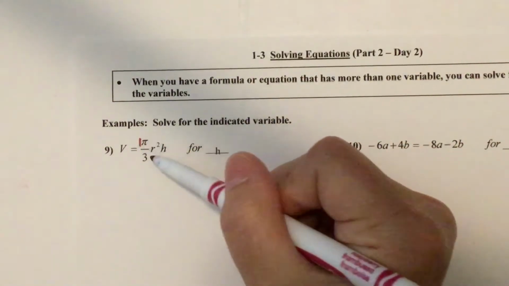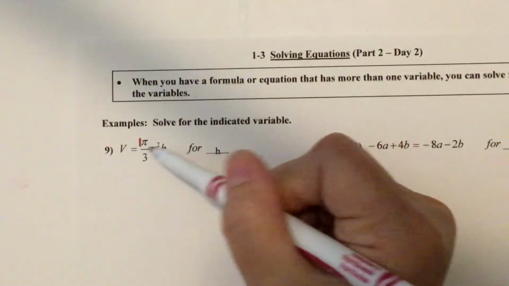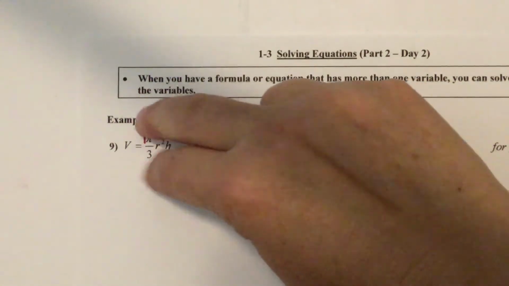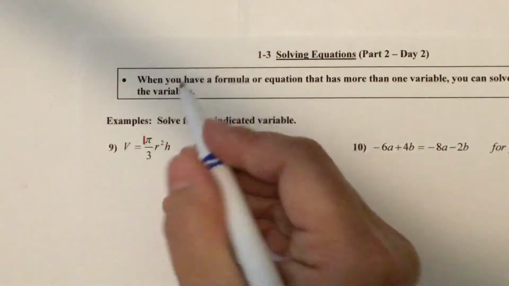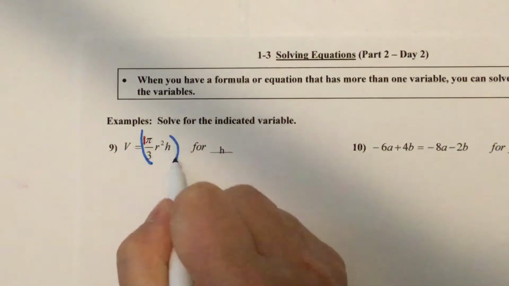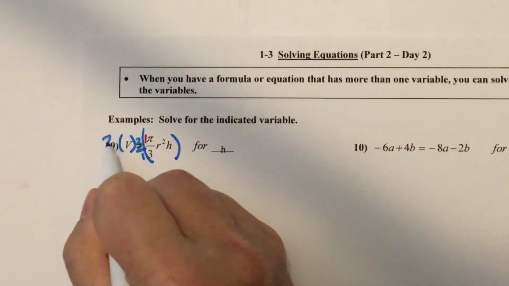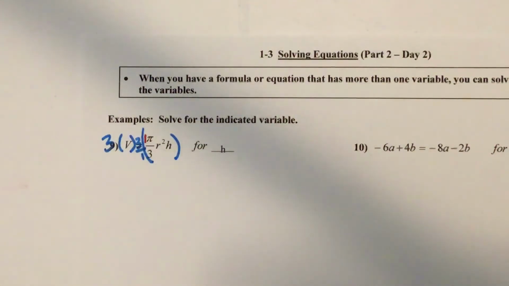So does everybody remember to get rid of a fraction that's multiplied with your variable? You multiply by the reciprocal. So if I flip 1/3 over, I get 3 over 1. So I'm going to multiply this side by 3 over 1, and I'm going to multiply this side by 3 over 1, which I'm just going to write as a 3.